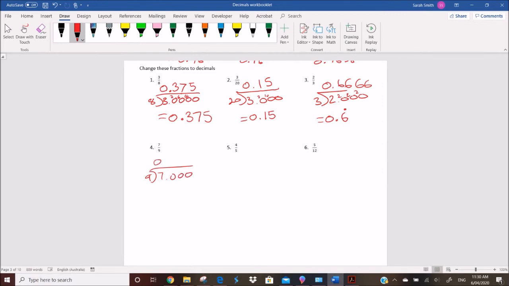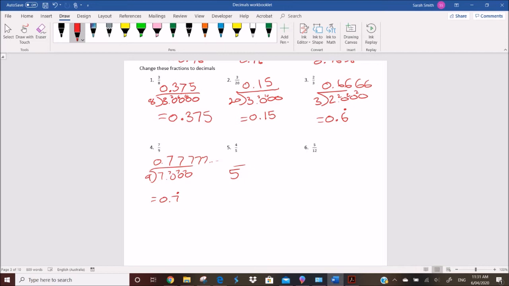For our second lot here, we have 9 divided into 7. So 9 into 7 doesn't go, remainder of 7. 9 into 70 goes 7 times, remainder 7. 7, remainder 7, and so on. So we can say that this is going to equal 0.7, and that little dot again to say that that is a repeating 7.